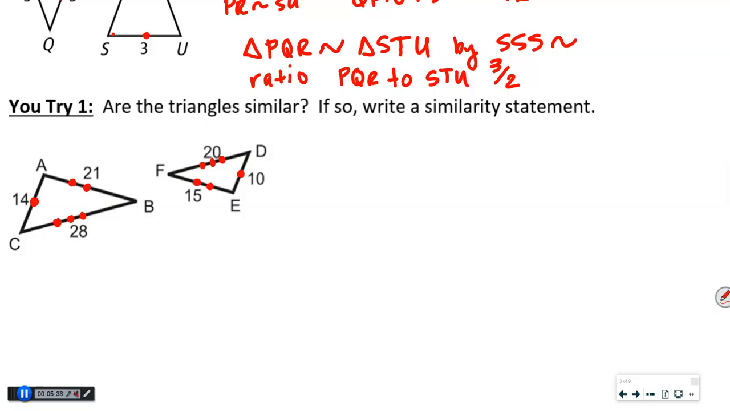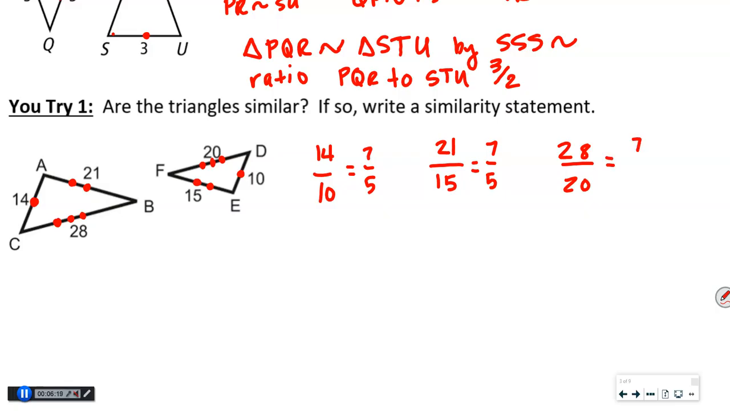This time I'm just going to take my numbers. 14 over 10. If I reduce it, I get 7 over 5. Then for my 2 dots, I do 21 over 15. What is that divided by in both cases? 3, so that's 7 over 5 again. The other ones are divided by 2. Then our third one is 28 divided by 20. What is the greatest common factor of 28 and 20? That would be 4, so that's 7 over 5 again.